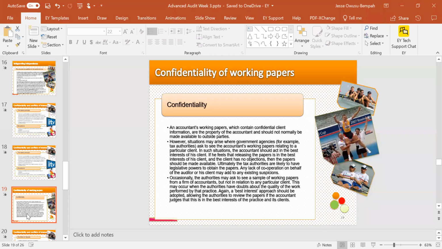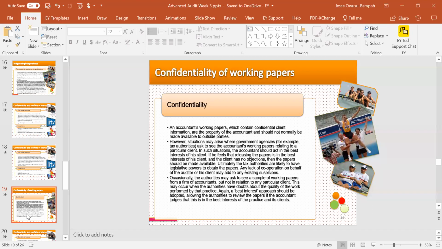So in the auditing working papers, when we say audit working papers, what do we mean? Okay, let me just define it. Audit working papers are basically documents which record the activities or procedures that the auditor undertook during the audit of the financial statements. During the course of the audit, the auditor will have to document things, and that's contained in the audit working papers. The accountant's working papers, which contain confidential client information, are the property of the auditor and should not be made available to outside parties.